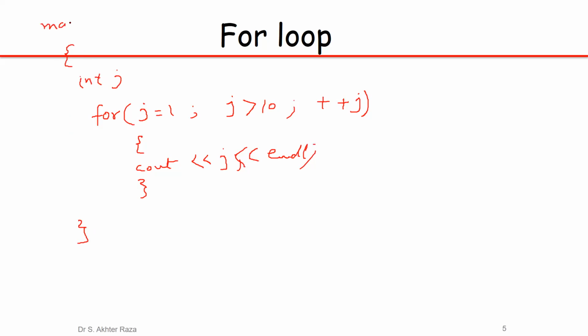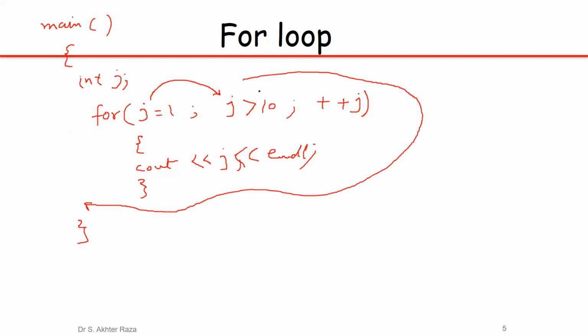We have a main here, right? Now it declares the variable j. It comes in, initializes the value of j to 1. After that, it goes to the condition. Is 1 greater than 10? No, 1 is not greater than 10. It goes outside, because the first time it checks, the condition becomes false, it never comes inside the loop. So the loop will not be executed, not even a single time.